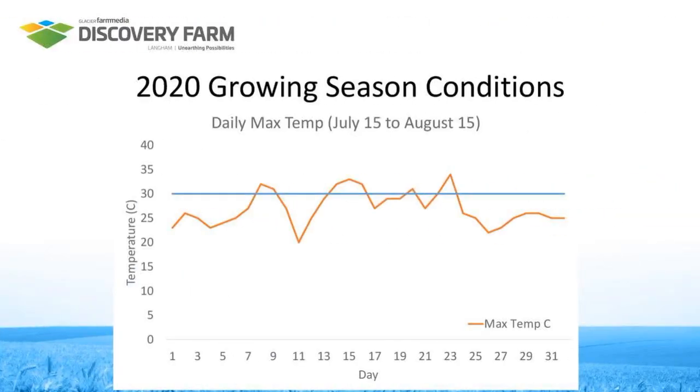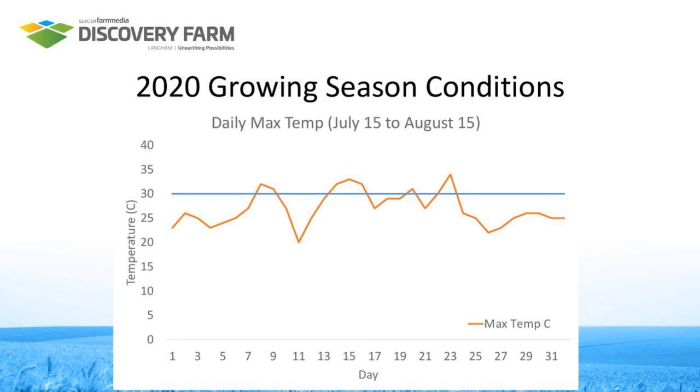This graph here shows the daily max temperature over a 31-day period from July 15th to August 15th. And then I've just drawn a line at that 30 degrees Celsius mark. So again, you can see on a number of occasions, our temperature has risen above that critical 30 degrees Celsius threshold. So when you combine that impact of temperature and precipitation, I guess our conclusion should be, well, of course, that impacted our yield, and that's the answer in terms of what we're seeing in the field.